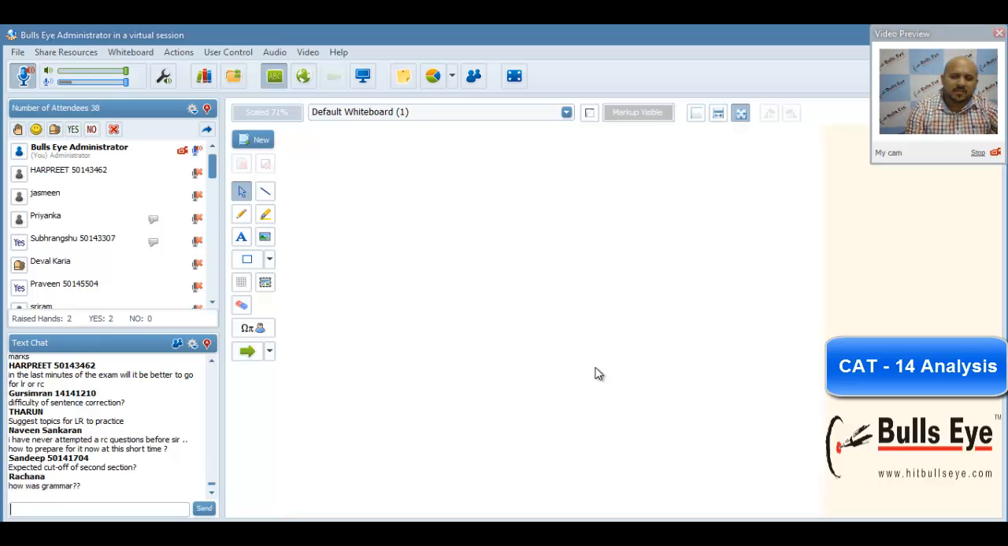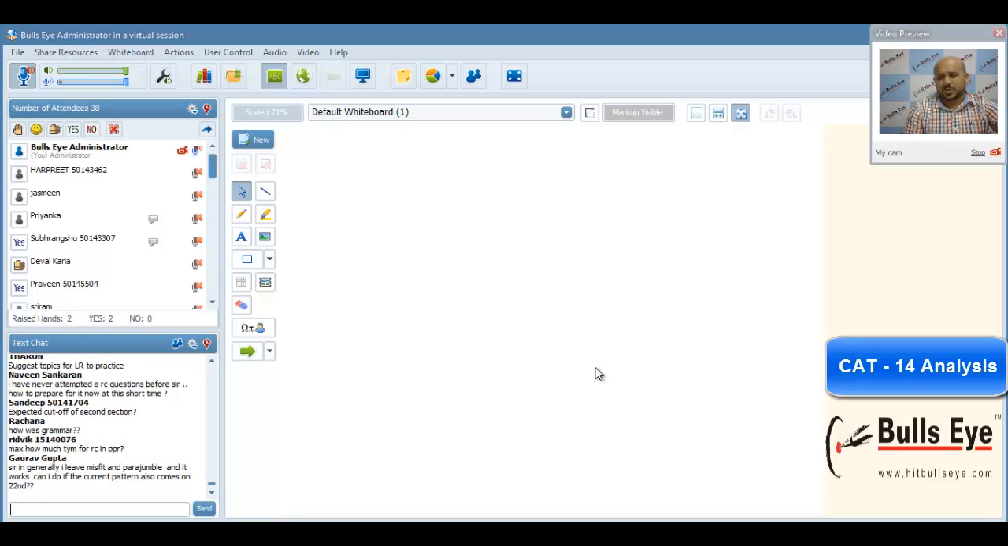Naveen, in case you haven't, just solve 5 RCs a day for the next 5 days, that's it. Don't really worry too much about it. There were only 3 questions of grammar, average to difficult level. Sandeep, if you do 30 to 35 questions, probably on the lower side, you should be through with 80% accuracy.